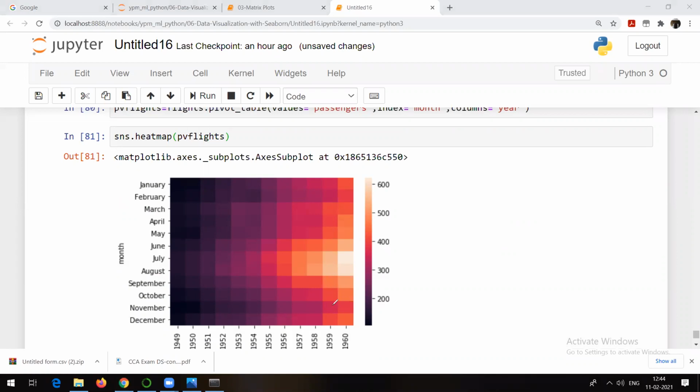Now you can see that this is a scale. The paint color is nothing but where the value is more. That means in the year 1960, most of the passengers traveled with the flights. And which month? Maybe July, August. You might know that July, August is the holiday season in most foreign countries, right? So maybe that's the reason.